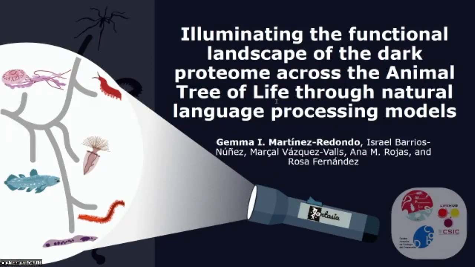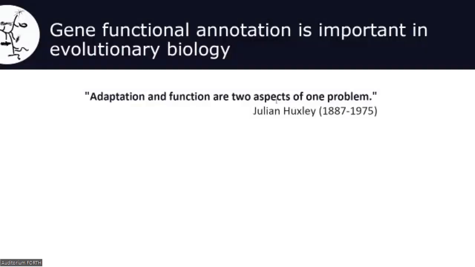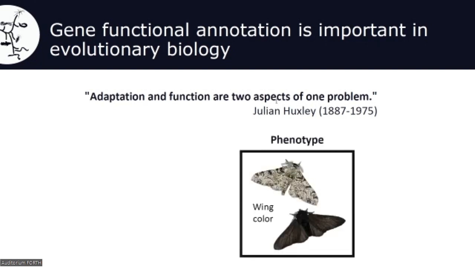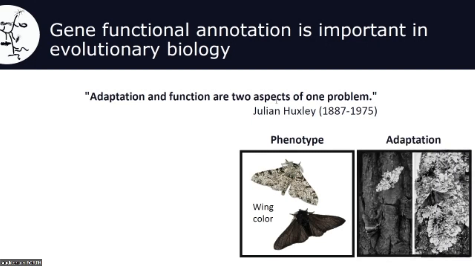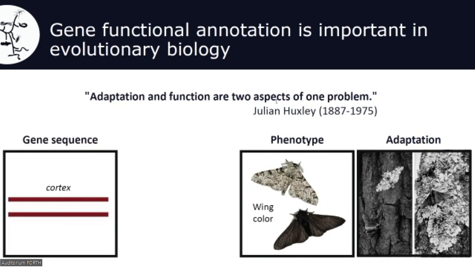So yeah. So how we can illuminate the functional landscape across the animal tree of life. Okay. So adaptation and function are like two aspects of one problem. So let's imagine we have this phenotype. In this case, it's related to the wing color, and this phenotype can be adaptive or not. If we look at the genetic basis of this, we may find that it's caused by this gene.